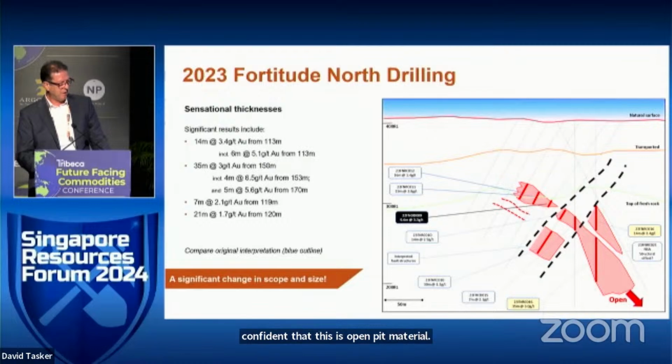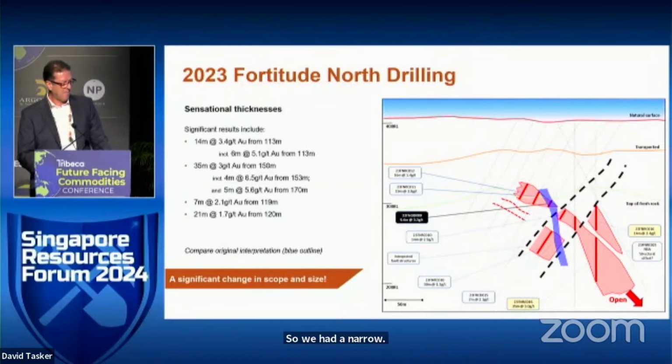The Fortitude North drilling, this is a section. I'll cut to the chase. That blue shape is what we thought we had before we started drilling. We thought we had a narrow, near vertical, thin system. The drilling has substantially changed our mind. You can see there in those pink shapes, the volume change of mineralisation is absolutely staggering.